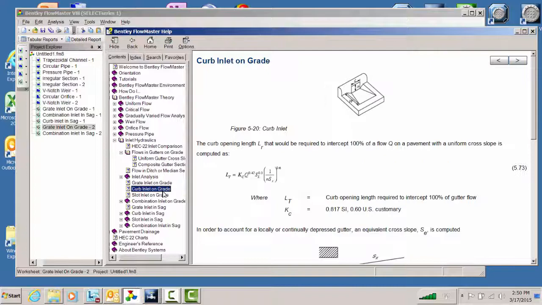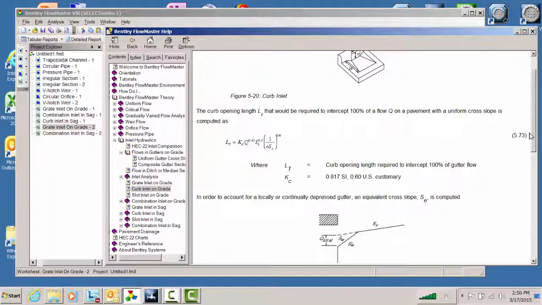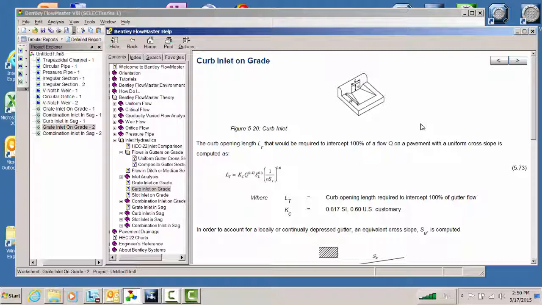For the curb inlets, we also give you the definitions of how we calculate things, and also show you the formulas that are used in these calculations. So it's not as if you're just making up numbers. There's a lot of documentation that goes along with these calculations in FlowMaster.